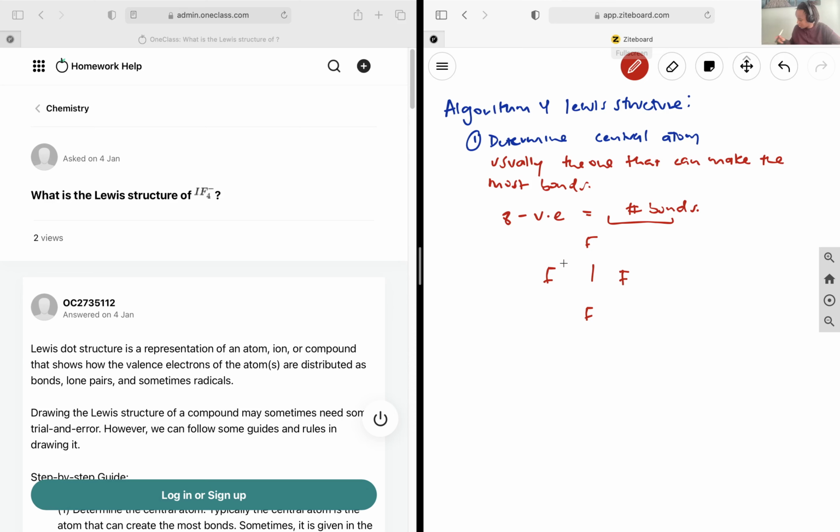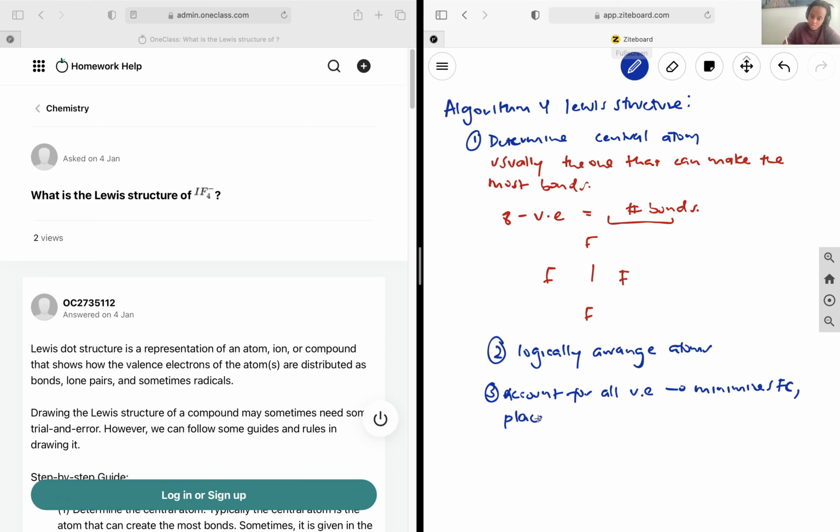For our next step, we are going to want to logically arrange our atoms. So in this question, that is how we got the skeleton. So you just logically arrange atoms. And lastly, we want to account for all valence electrons in a manner that minimizes formal charge and places negative charge on the more electronegative atoms.